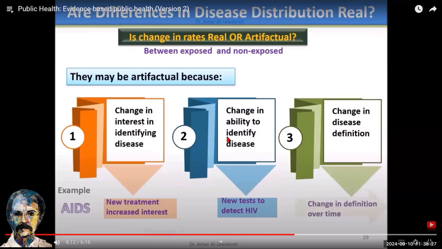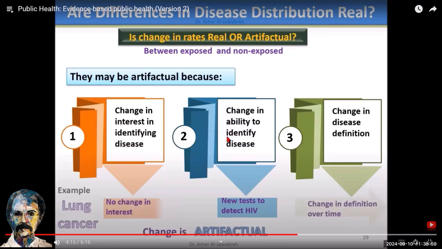The definition of AIDS in 1981 in San Francisco, when they discovered the first cases, is not like the definition now; it is different. And if you go to ICD-10, International Classification of Disease, books 11, 10, 9, you will see differences in definitions over time. So because of all these differences, the change in rates in the distribution of HIV is fake, it is artifactual. Okay, that's the idea, artifactual.